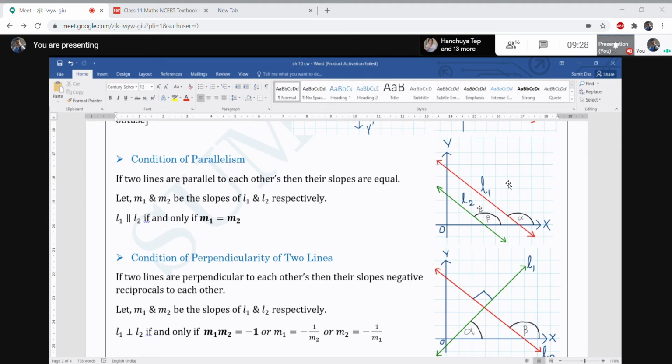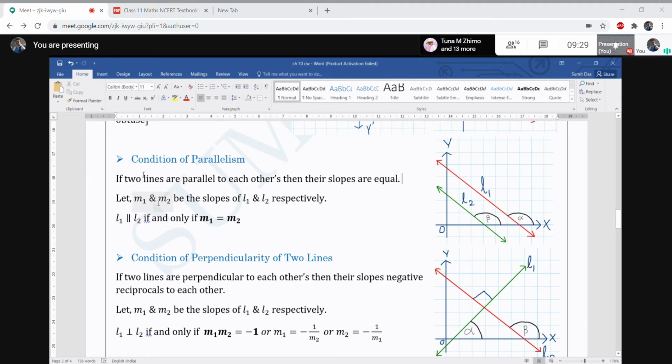So if two lines are parallel to each other, then their slopes are equal. This is very important, so copy this one carefully. When we get a condition stating that two lines are parallel, we have to find the slope of the first straight line and then the slope of the second straight line. Then from that we can say these two are parallel.